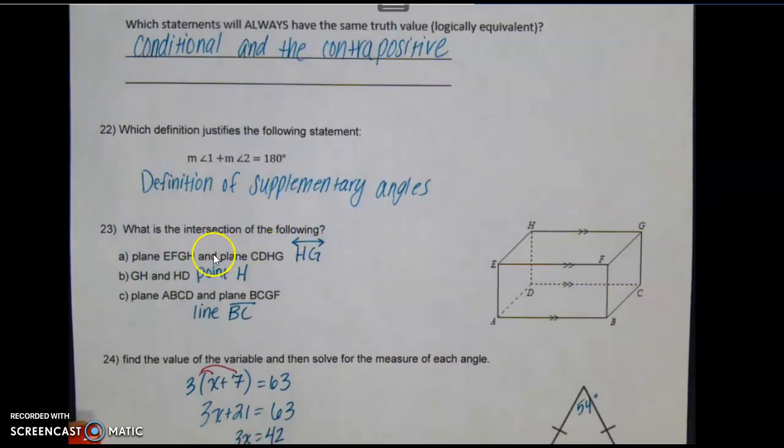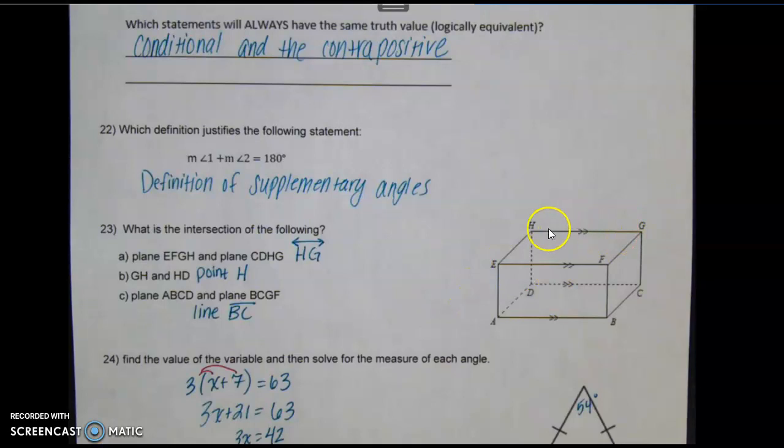I've got two planes. Now, planes intersect at a line, so I'm going to look for the line that they intersect at. Plane EFGH, imagine this is like a box. This is the top of the box. And plane CDHG, so like the back side of the box. So if I'm looking at a box from the front, the back and the top meet at the line HG.